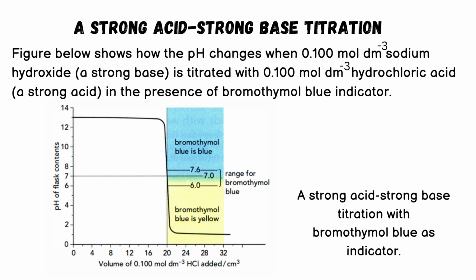A strong acid, strong base titration. The figure below shows how the pH changes when 0.1 mole per dm cube sodium hydroxide, which is a strong base, is titrated with 0.1 mole per dm cube hydrochloric acid, which is a strong acid, in the presence of bromothymol blue indicator.